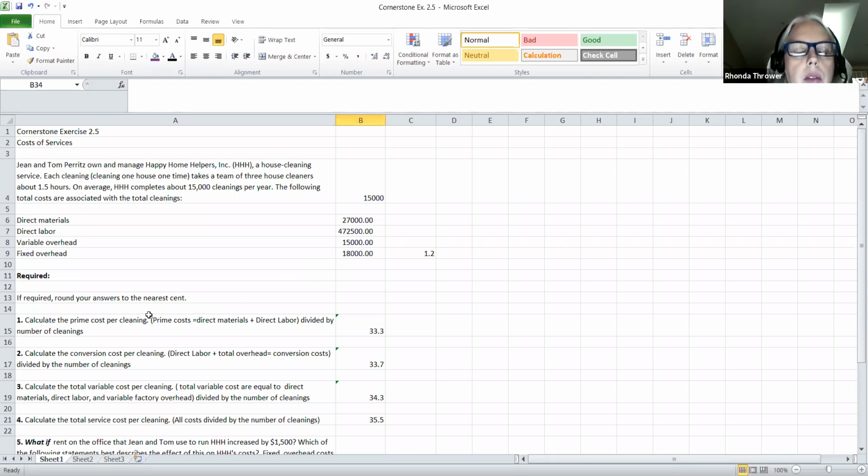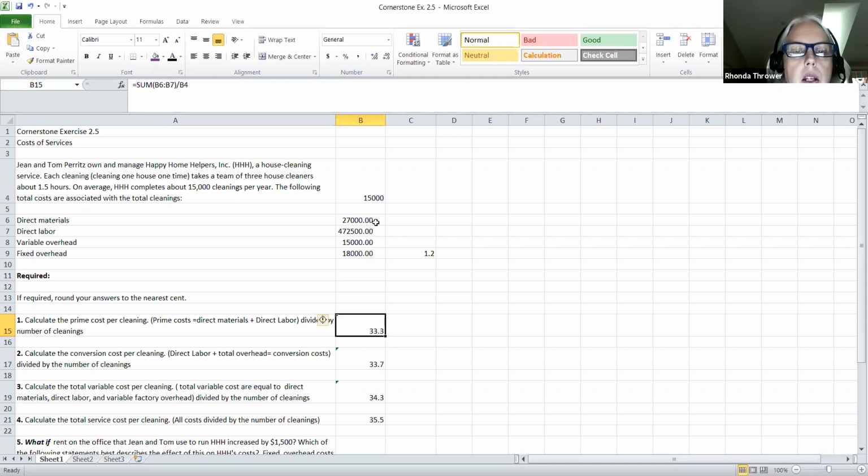So in the first requirement, what they want you to do is calculate the prime cost per cleaning. You have to find the total prime cost first, and the prime costs are going to be equal to your direct materials plus your direct labor. Once you know the total of the prime cost, divide it by the number of cleanings, which was 15,000 for this company, and that will give you the prime cost per cleaning.